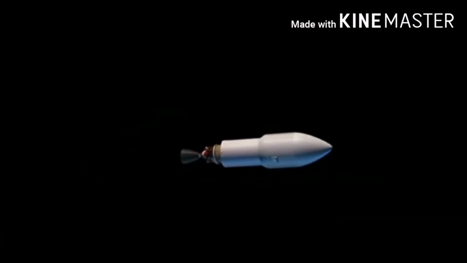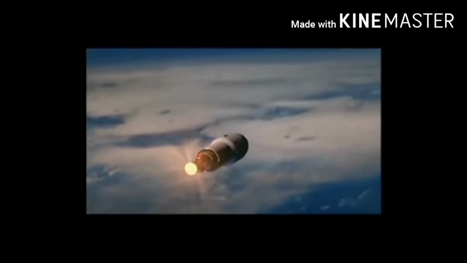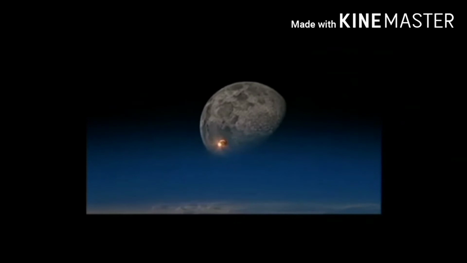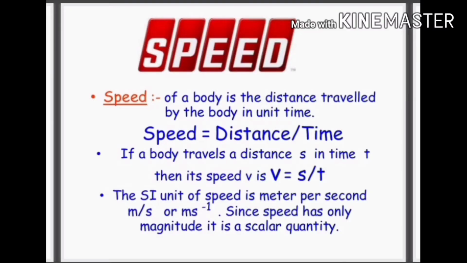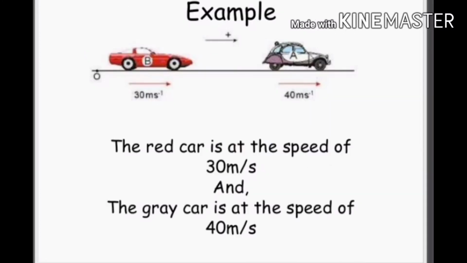Speed of a body is the distance travelled by it per unit time. So speed is equal to distance travelled by time taken. V is equal to S by T. Speed is not a vector quantity, it has only magnitude. Therefore, it is a scalar quantity. Average speed is the ratio of total distance travelled to the total time taken. Now, problems connecting to the average speed.